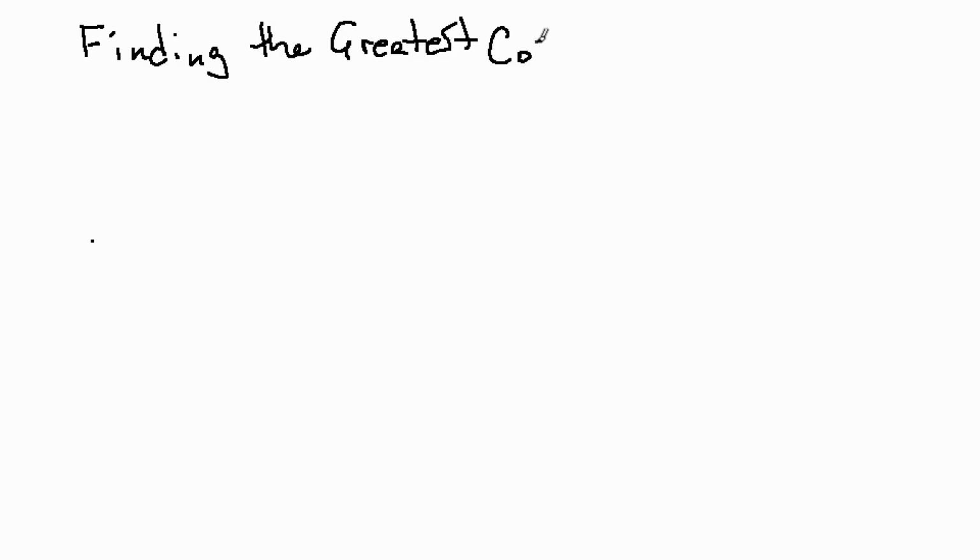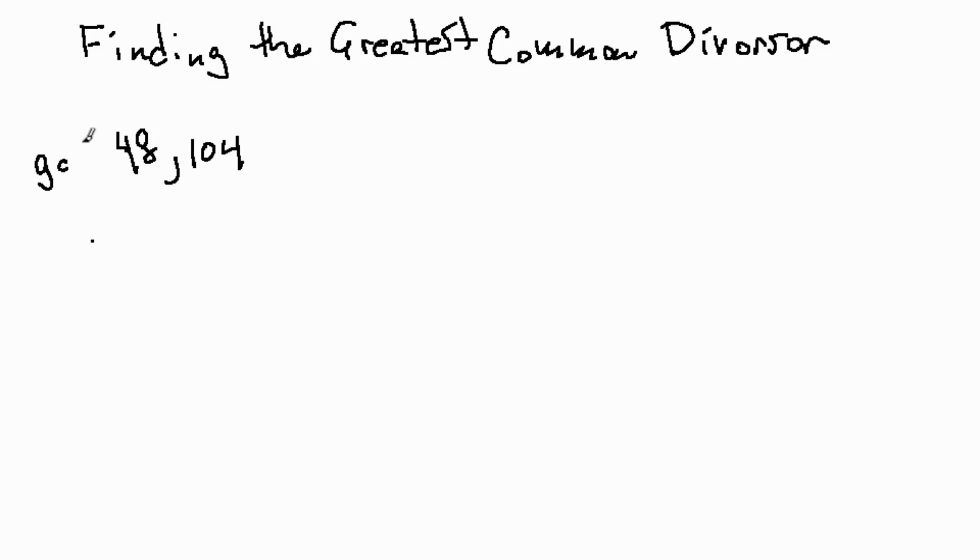There we go. Okay. So this is a supplemental video. First of all, we've already discussed this before, but we're going to be doing it again: finding the greatest common divisor. In other words, if we're given two integers, suppose we're given the number 48 and the number 104, and we want to find the greatest common divisor of these two numbers.